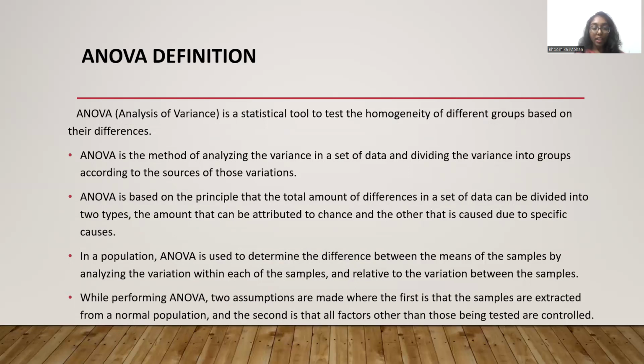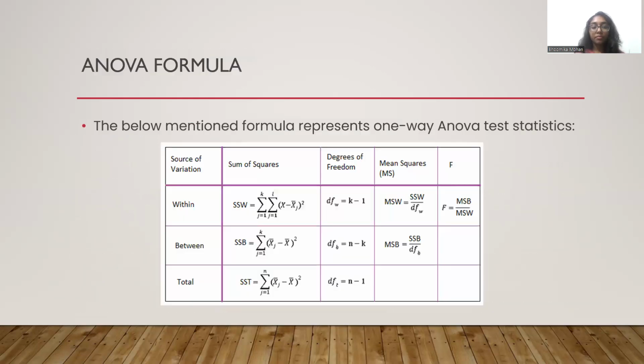causes. In a population, ANOVA is used to determine the difference between the means of the samples by analyzing the variation within each of the samples and relating it to the variation between the samples. While performing ANOVA, two assumptions are made: the first is that the samples are extracted from a normal population, and the second is that all factors other than those being tested are controlled.